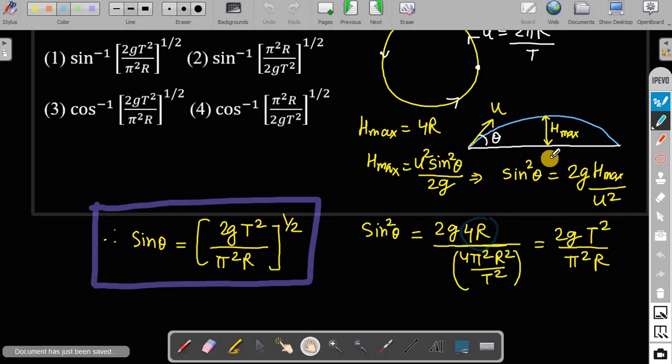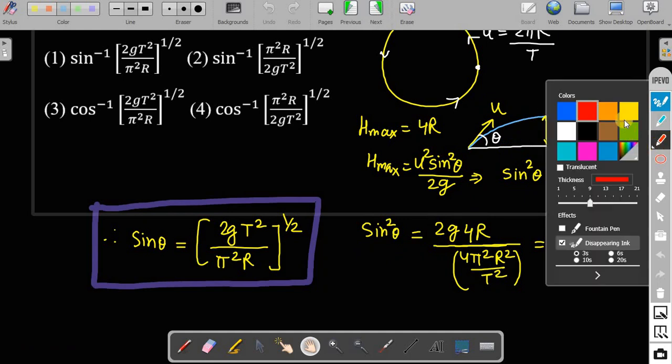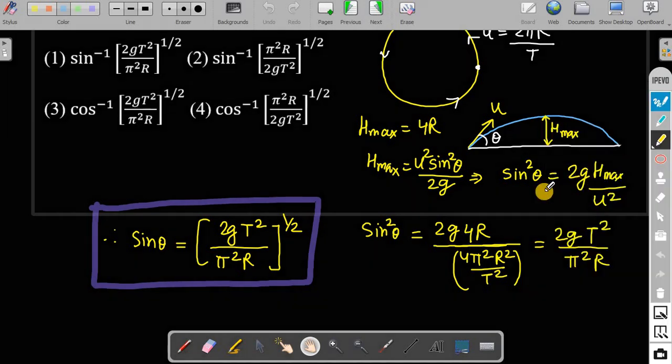Here you may get confused with the symbol capital R. Capital R is not the range. Sometimes you may make a mistake because of this. You should know this capital R here is the radius of the circle, which was the first condition. Based on that you solve it.